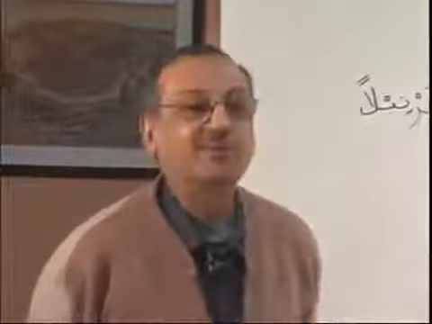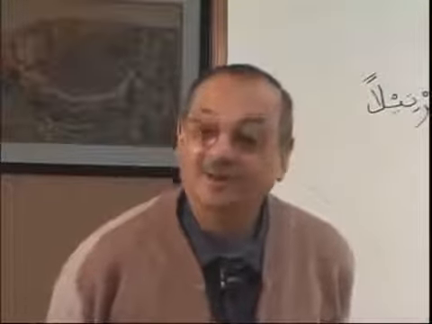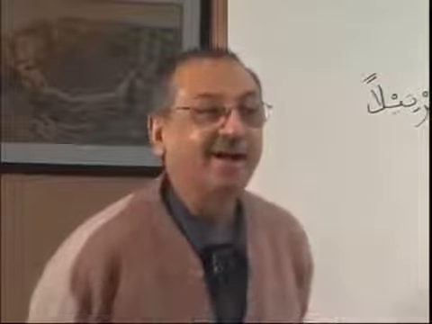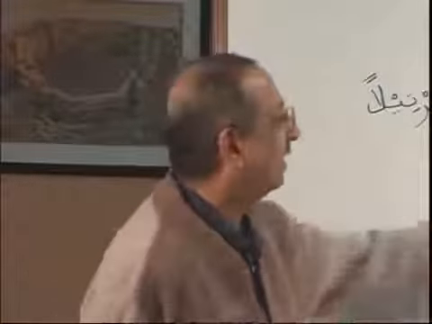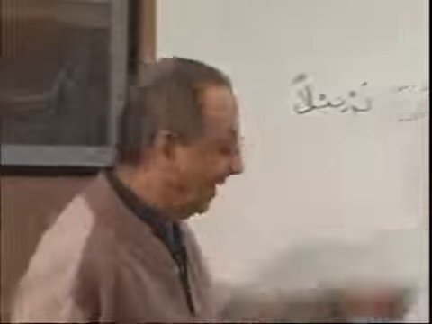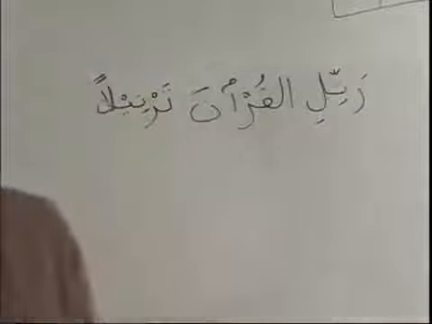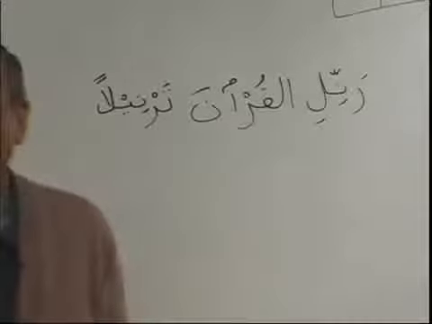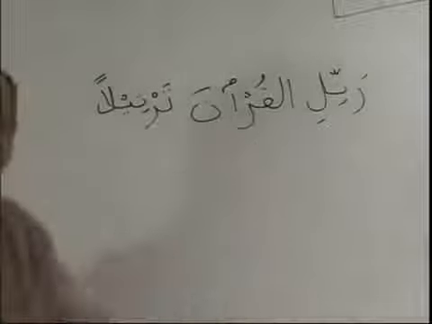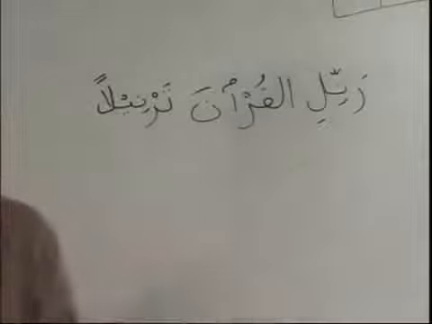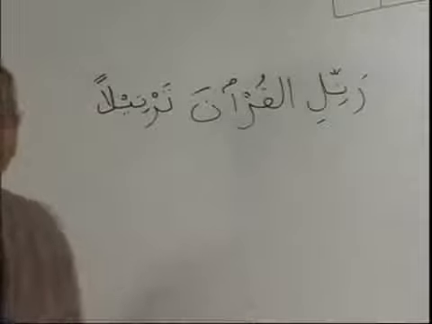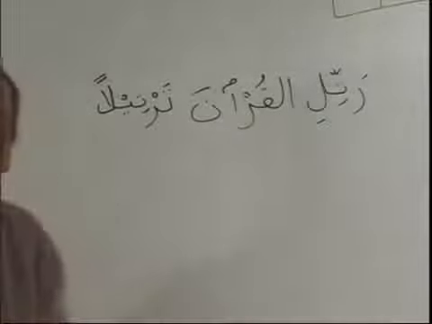What is Rattil? Fi'lu amrin. What is the madi? Rattala. What is the mudari? Yurattilu. And then the amr, Rattil. But because I'm joining, in the Quran it will be written like this. A person who doesn't know the language will not know it. You will immediately figure out, Rattil. There is never a kasra there on the verb. Why is the kasra here? For joining. What is actually there?